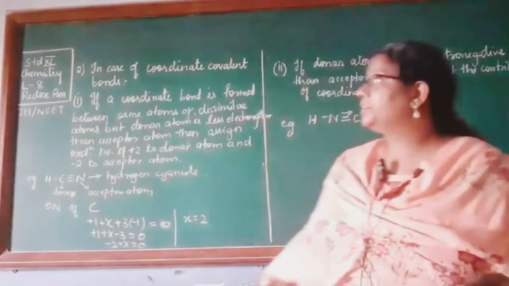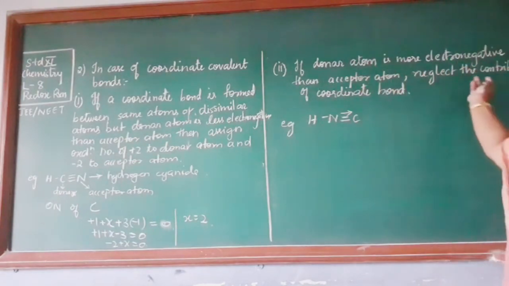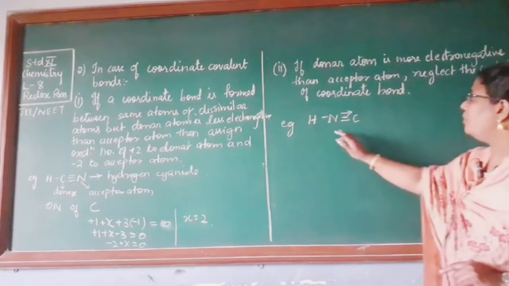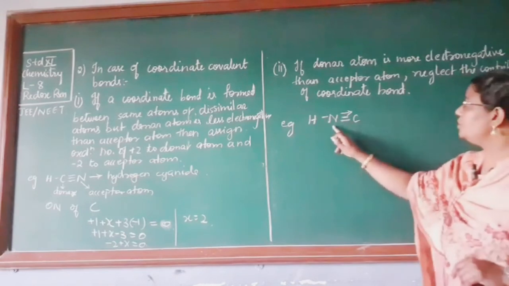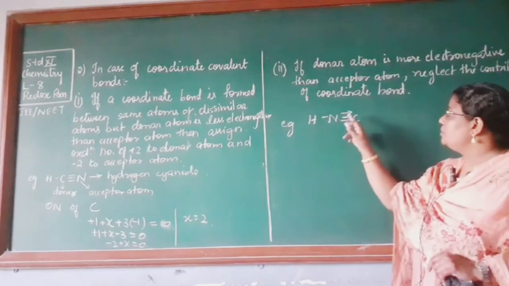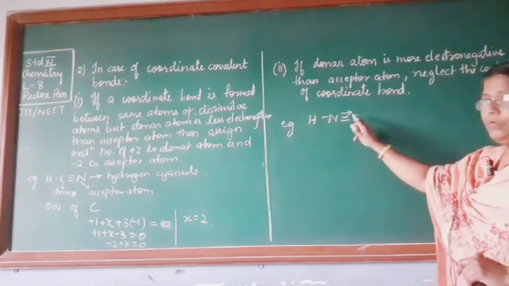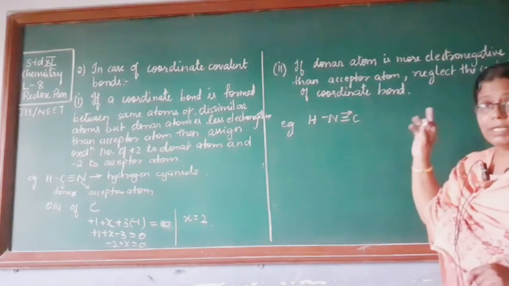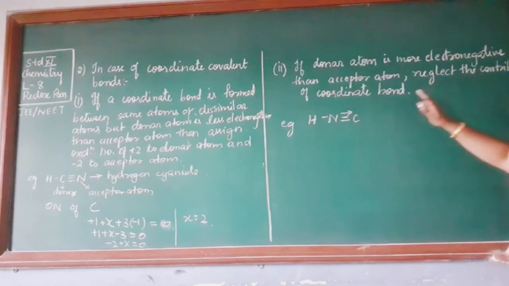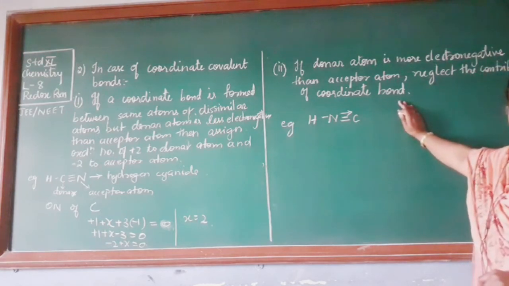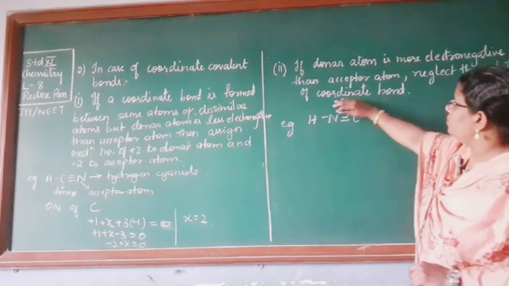Now in case of compounds where you find that the donor atom is more electronegative than acceptor atom, in the case of the isocyanide, that is HNC, here nitrogen is the donor atom and nitrogen is forming a covalent bond with carbon. Here 2 कोवलेंट बॉन्ड्स है और यहाँ पे एक एरो दिख रहा है. What is that arrow indicating? It is a coordinate bond. In that case you should neglect the contribution of the coordinate bond. You should neglect the contribution of the coordinate bond. Okay, so that you neglect it.